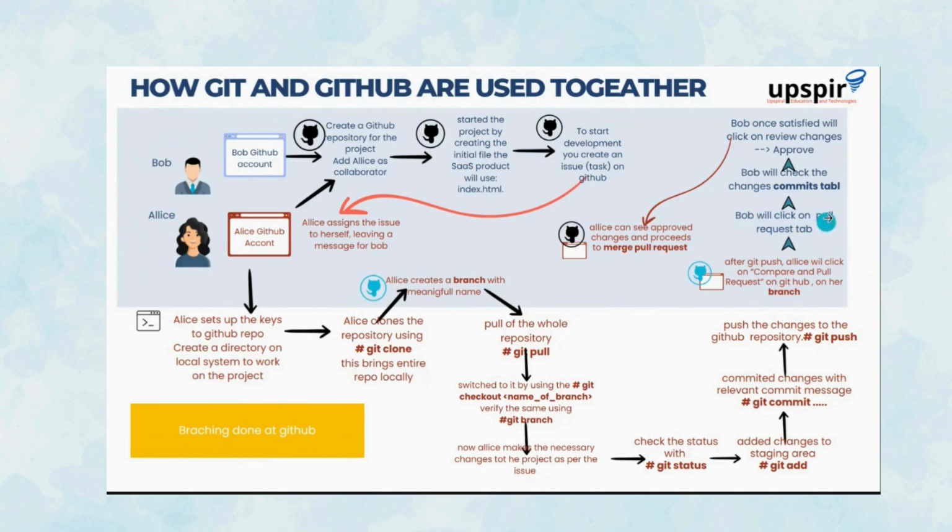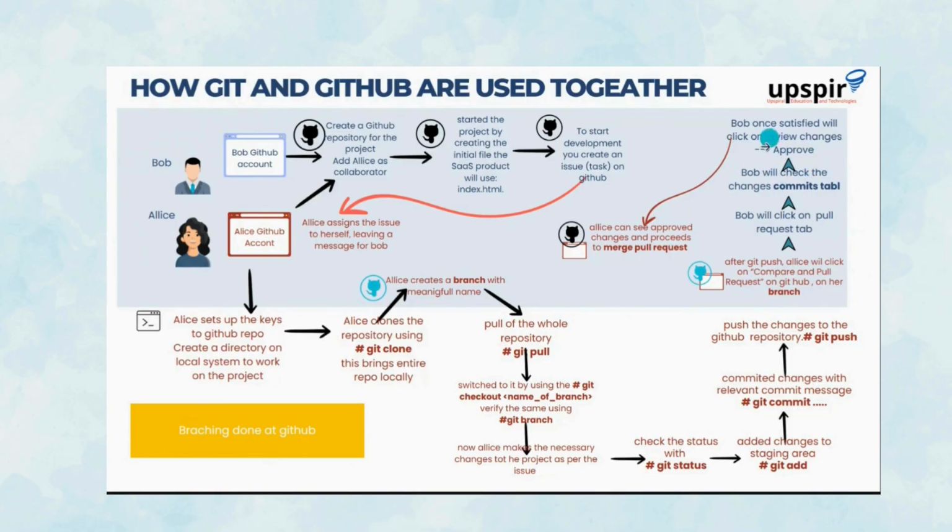Bob will come in again and he will check. He will click on pull request. So he will do the pull request. He will check the changes committed by Alice. There's a commit tab over there. You can see all these tabs on GitHub there.